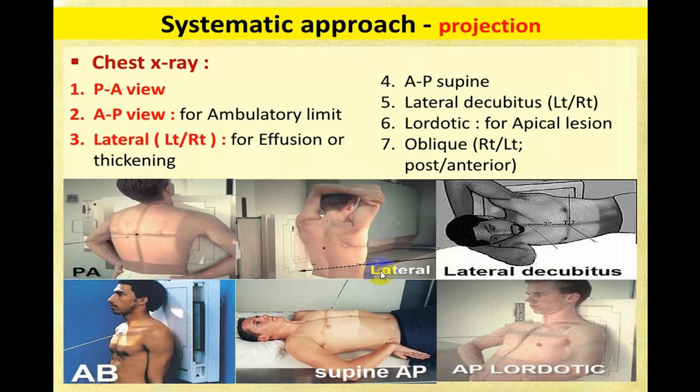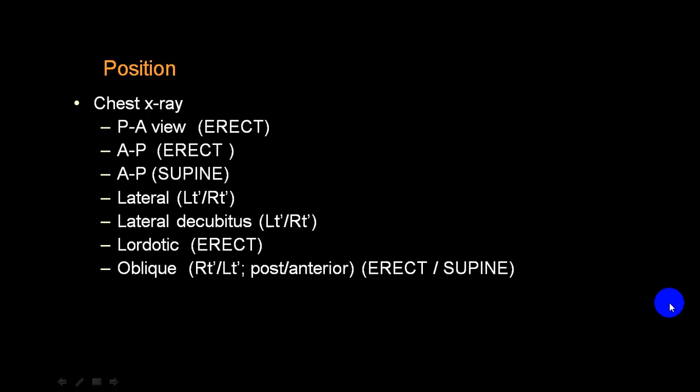So these are all the different types of projection shown in a single picture. This is a PA view, this is a lateral view, this is an AP view, this is a supine AP view, this is a lateral decubitus. You can see that this is the right side of the patient touching the bed, so this is a right lateral, and this is a lordotic view. This left side of the chest is touching the plate, so this is a left lateral view in a standing posture. This is a lateral view in a supine posture. So these are all the different views that can be taken.